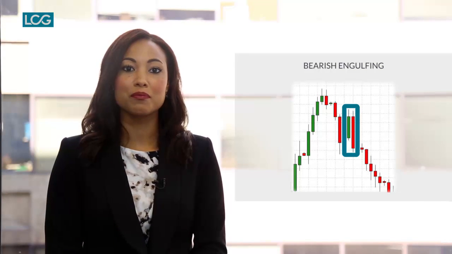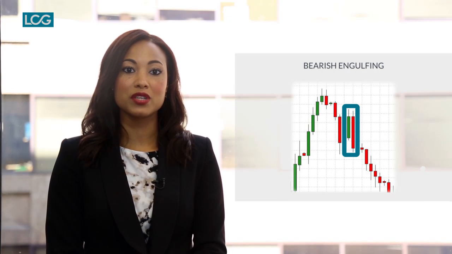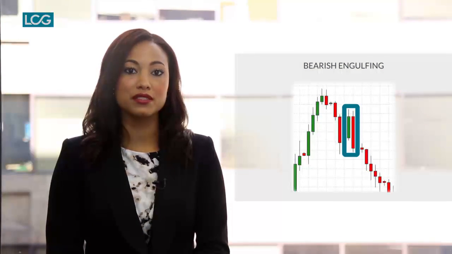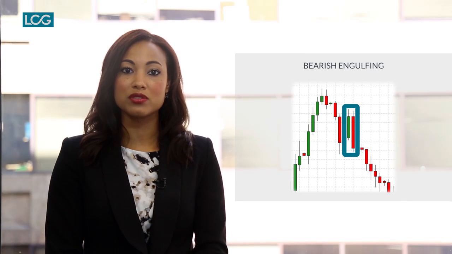Now a bearish engulfing pattern is the exact opposite to the previous pattern, and develops in an uptrend when sellers outnumber buyers. As you can see, the long red real body engulfs the small green body.